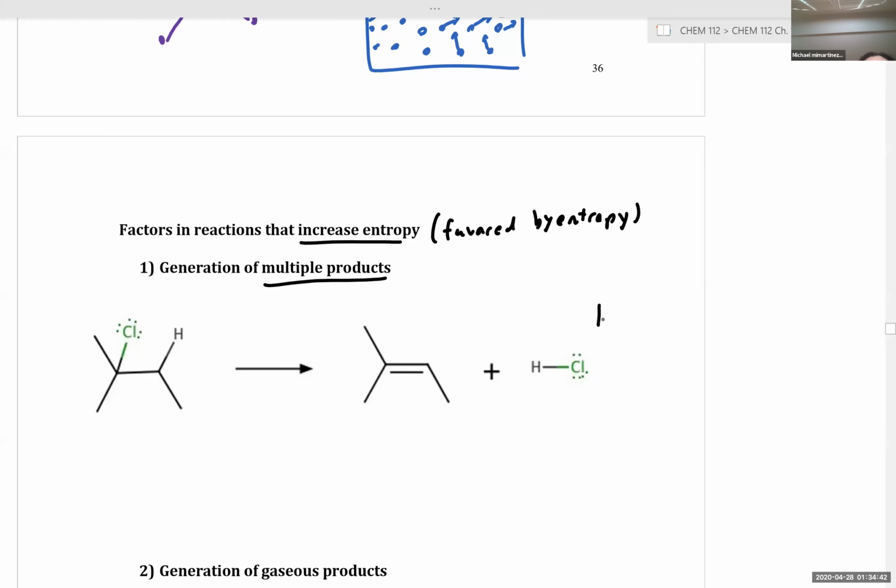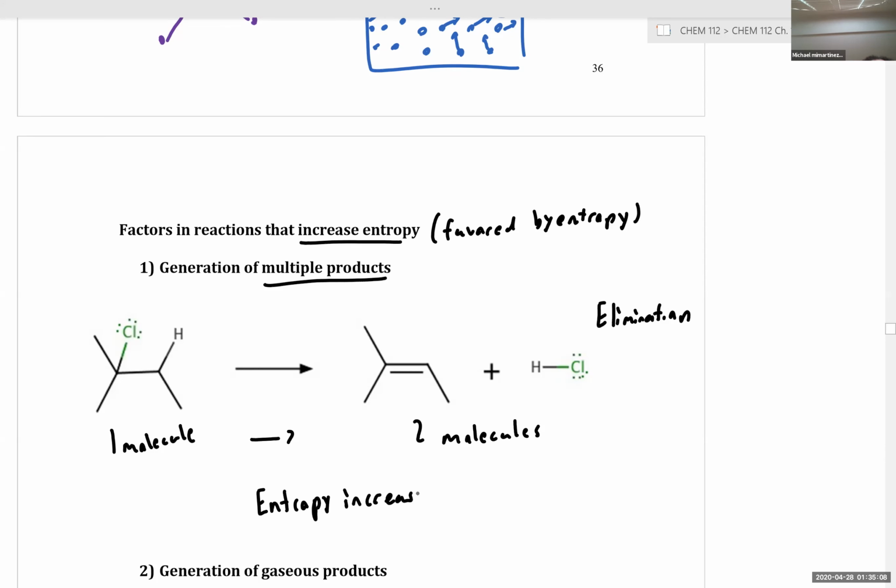So for example, in these elimination reactions, even though we are breaking relatively strong bonds and forming a weaker bond, we go from one molecule to two molecules. And as a result, our entropy increases. Does this make sense so far? Does this look familiar from 102? This idea of multiple products increasing entropy?